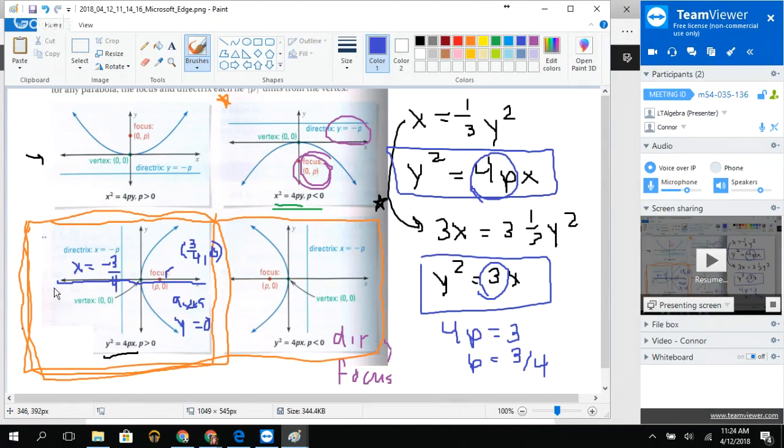Because we're just right along the x-axis. Okay, so that is parabolas. Everything you ever wanted to know about parabolas, but didn't even think to ask.